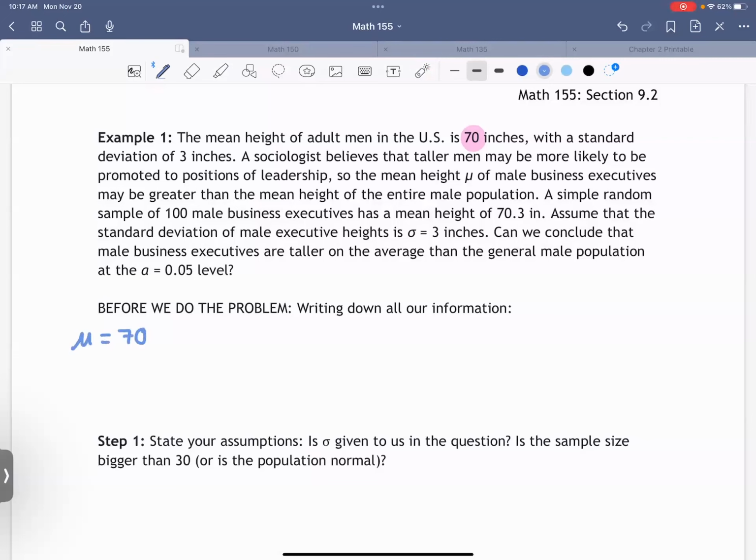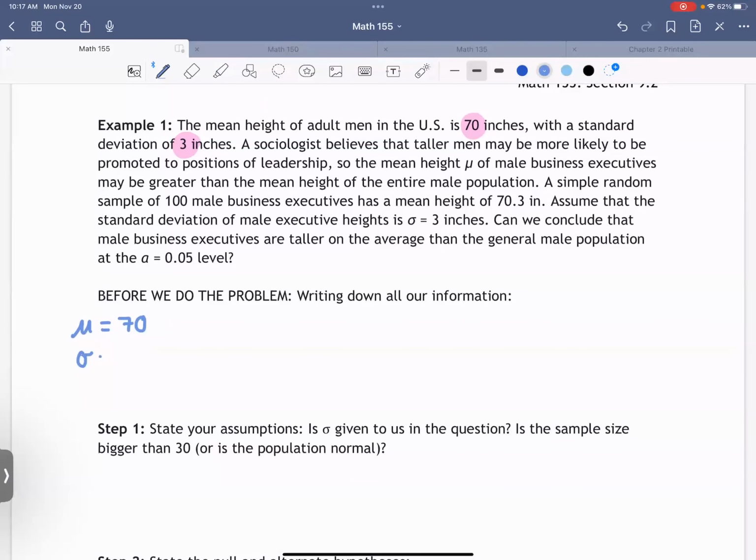Okay, then it says with a standard deviation of 3 inches. Now it doesn't tell you if it's the population or the sample. Which one is this, population or sample? Population, right? If it's in the same sentence as what we're talking about, and we're talking about the population, it has to be the population. Also, we haven't talked about the sample yet. So if the sample isn't introduced, then it's got to be the population, right?